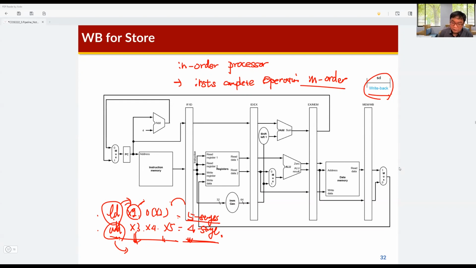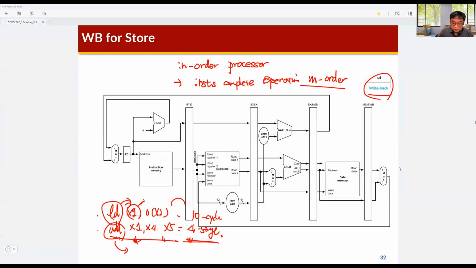Okay, and then another critical problem is that the load instruction may take 10 cycles. That means 10 stages or 10 cycles. So we need 10 cycles for completing the load instruction. But this add instruction requires only 4 cycles. Then let us assume that this is x1. So what's the problem?